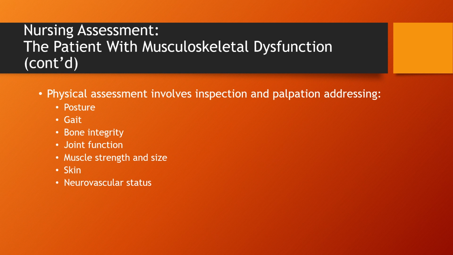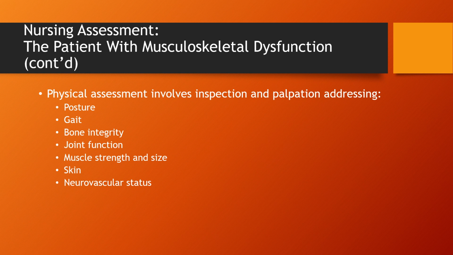Further nursing assessment for the patient with musculoskeletal dysfunction involves inspection and palpation addressing the following. You're going to look at their posture, and we'll talk in future slides about some of the variations in posture that you might see. You can have them walk and see how their gait is. Is it steady? Is it uneven? You can do an assessment and inspection of bone integrity. Do they have any issues with the bone or a break through the skin?